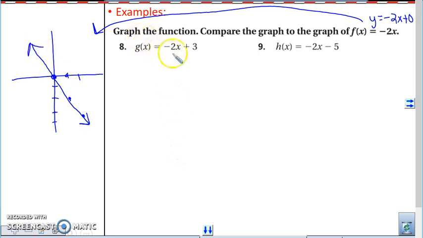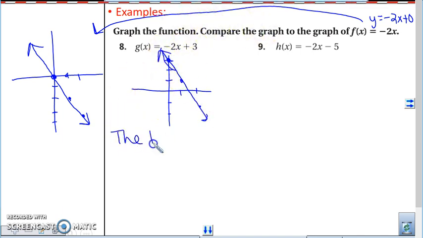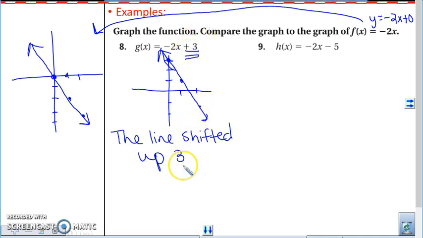All right, let's compare this one. We graph it up 3. Now we're going to follow this down 2 over 1, down 2 over 1. What happened to our line? This is something we talked about. It shifted. The line shifted up 3 because we added 3.